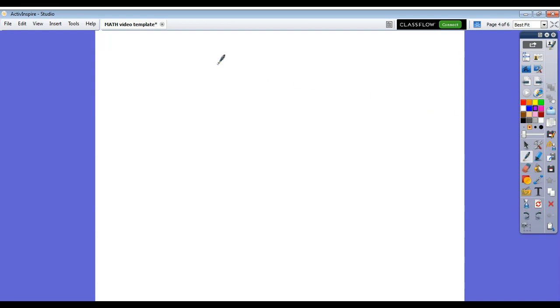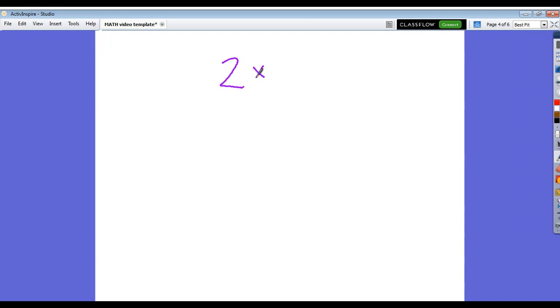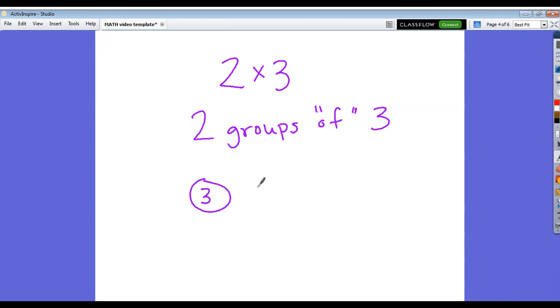So if you think way back to the beginning of multiplication, 2 times 3 meant two groups of 3. And there's that magic word "of." So the multiplication sign could be replaced with the word "of." So 2 groups of 3. Well, here is 1 group of 3, and here would be 2 groups of 3. So multiplication is really repeated addition. So 3 plus 3 is going to give me 6. 2 times 3 will give me 6.